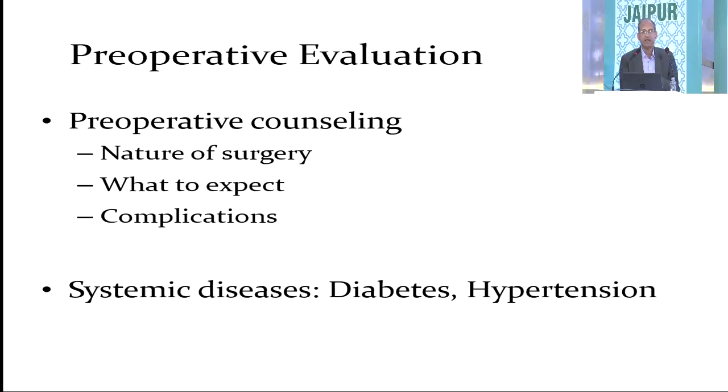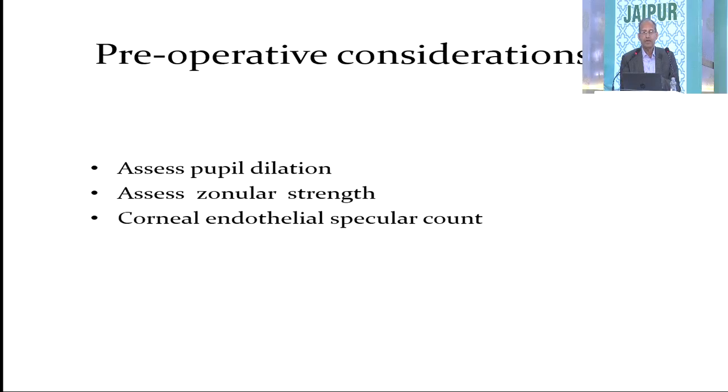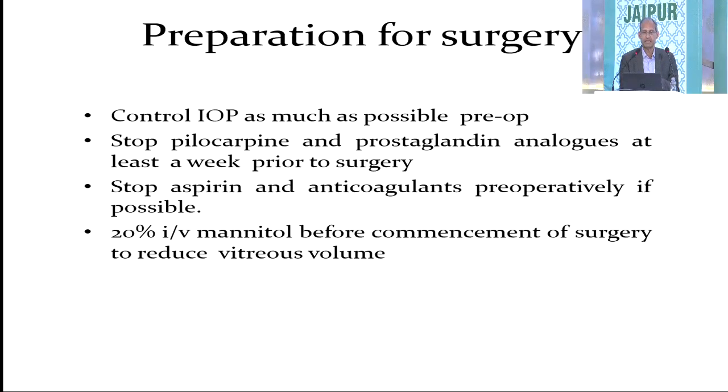We have to look at the systemic diseases also, and preoperatively we have to assess the pupillary dilatation, and it should be mentioned in the record of the patient that the pupil was dilating to 5 millimeter, 6 millimeter or 7 millimeter. At the same time, assess zonular strength and look at the specular microscopy for the count of endothelial cells. And for actual preparation for surgery, the IOP has to be as well controlled as possible.